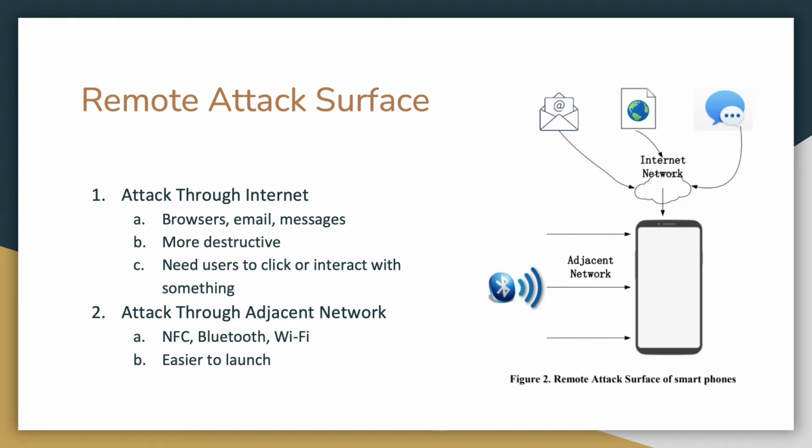link. The second way to attack a smartphone is through adjacent network, and this primarily targets something like near-field communication, NFC, Bluetooth, or Wi-Fi. It is much easier to launch. However, the exploitation that he used is actually an exploit chain that involves attacking through the internet.